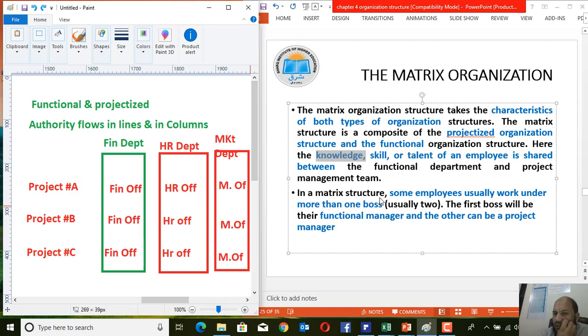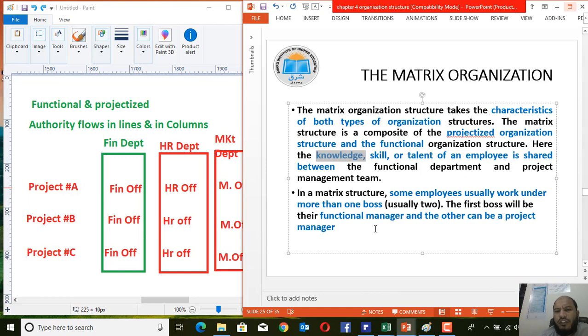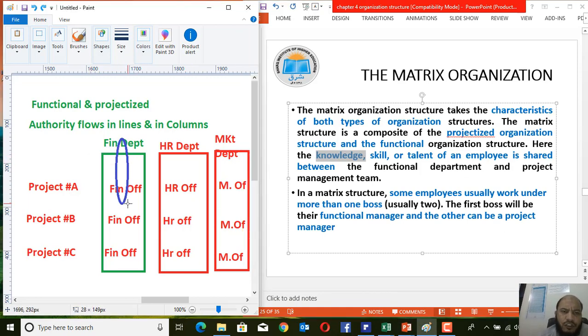Matrix structure employees usually work under more than one boss. This is an employee and he is working under this boss, and also he is working under that authority. So that's why we may say that employees may work under many bosses. Usually two. The first boss will be their functional manager, the finance manager. And the second one is the project manager. So employees are responsible to many bosses in this structure.